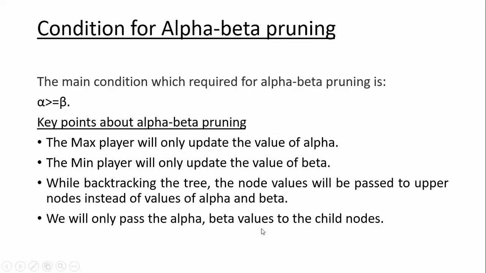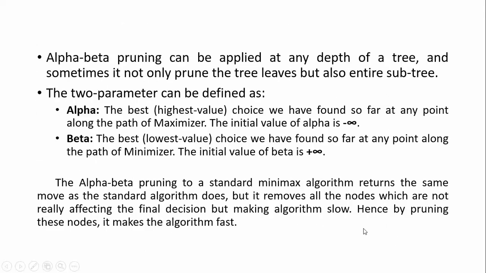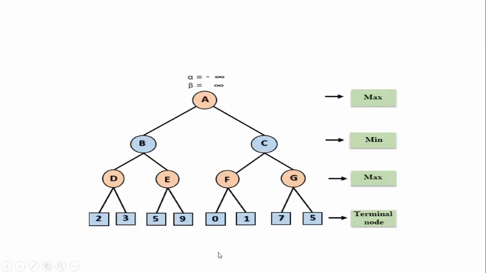We can pass alpha beta values to the child node. So now what is the value of B? B is alpha equal to minus infinity, beta equal to infinity. What is the children of B? It is D. Again alpha equal to minus infinity, beta equal to infinity. So now let us start that. Initially we are copying the values of the parent node to the child nodes. The initial values of the parent node to the child node is alpha equal to minus infinity, beta equal to infinity.